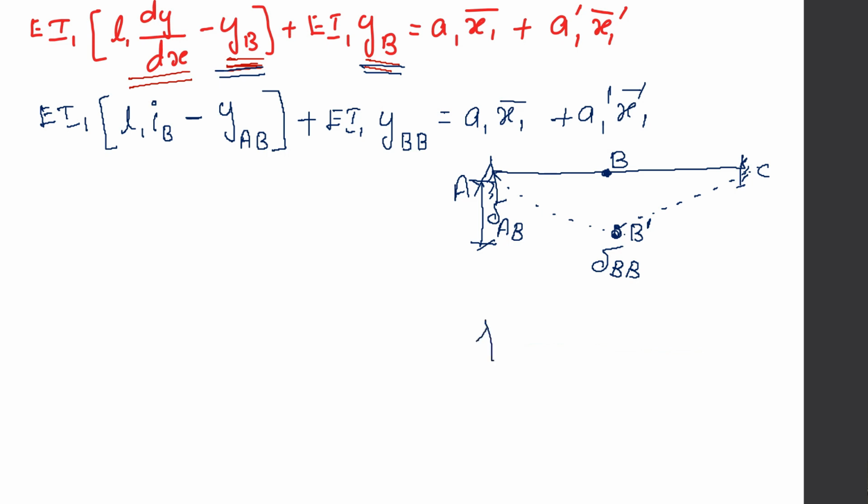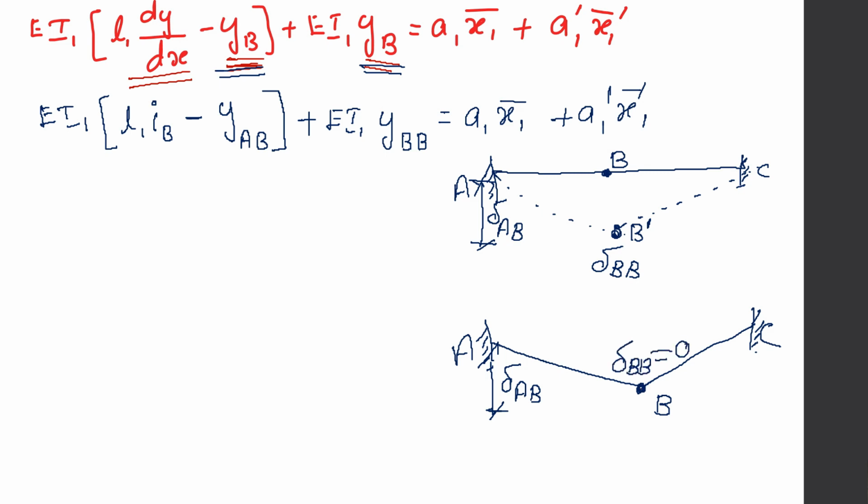So actually our beam becomes like this. This is A, this is B, this is C. This distance is delta AB. Here delta BB will be equal to 0 and this distance will be delta CB. Now we are considering this span AB. So in our equation, this term YBB becomes 0.